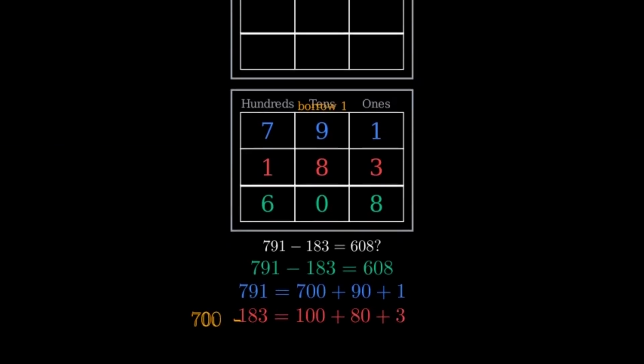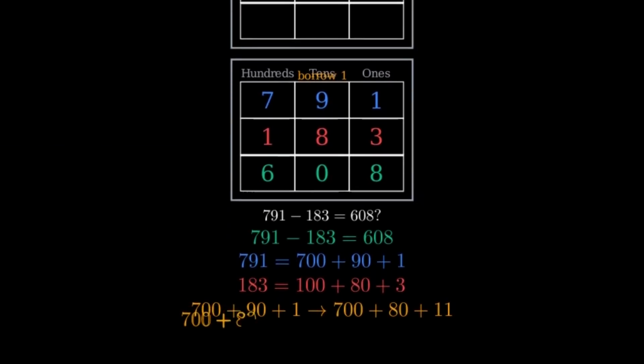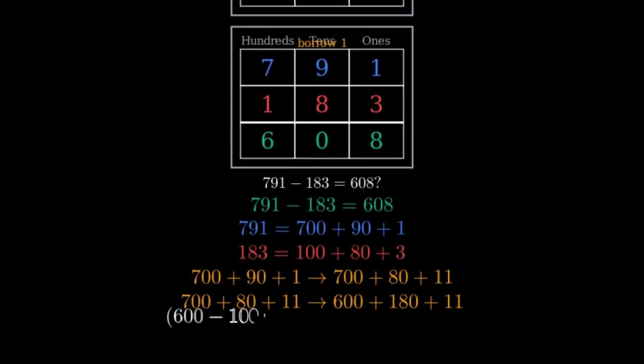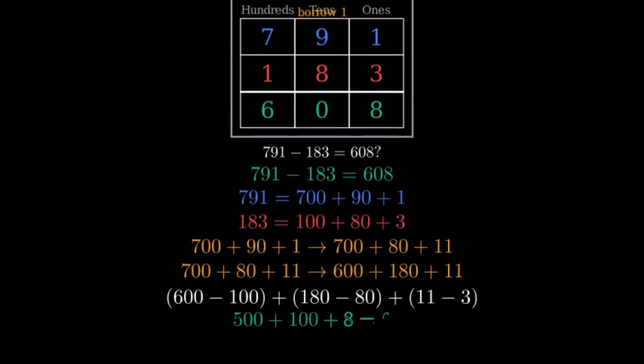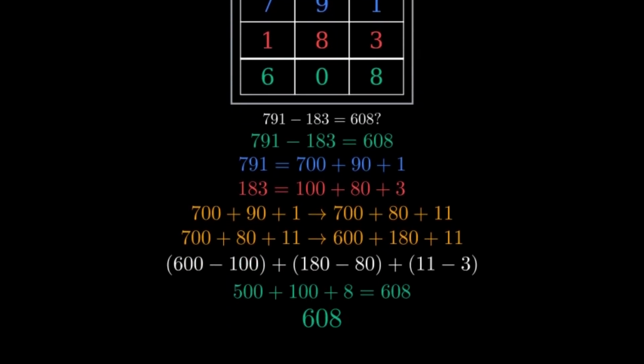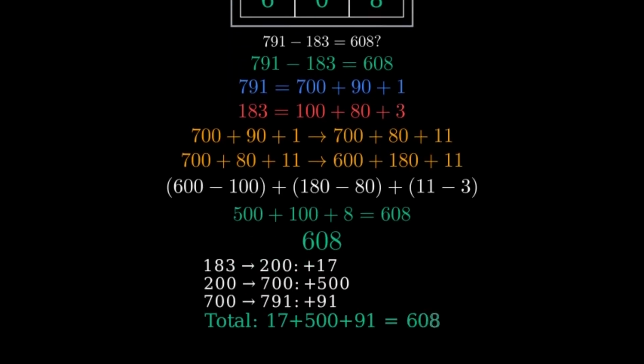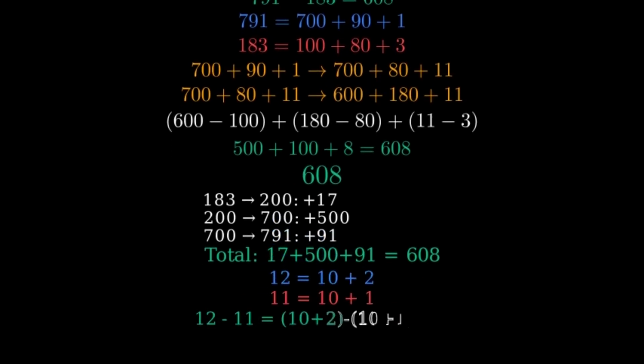Expanded regrouping. 791 becomes 600, 19 tens, and 11 ones after regrouping, then subtract place by place to get 508. Counting up from 183 to 791. Jump 17 to 200, then 500 to 700, then 91 to 791. Total is 508.